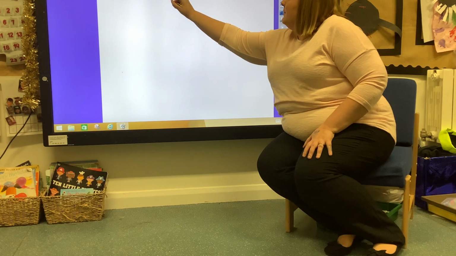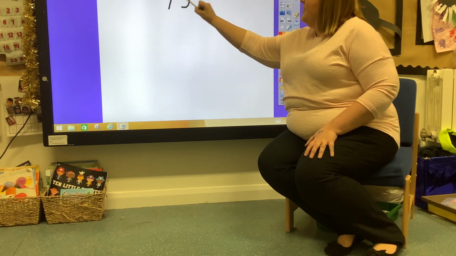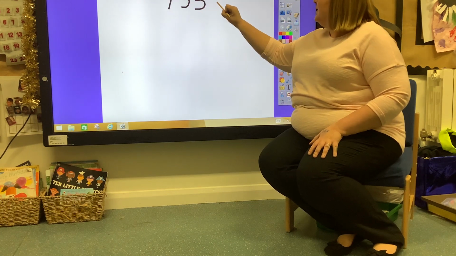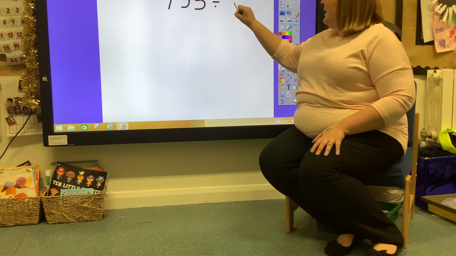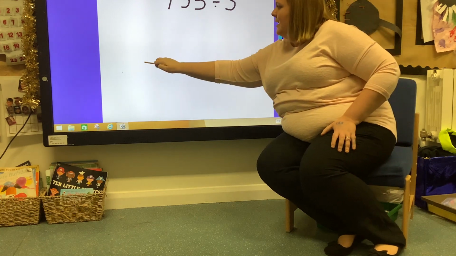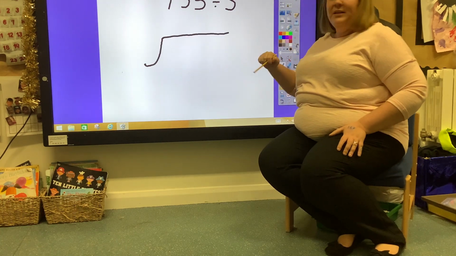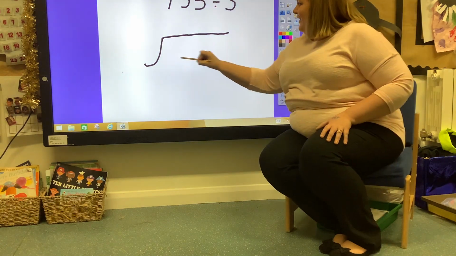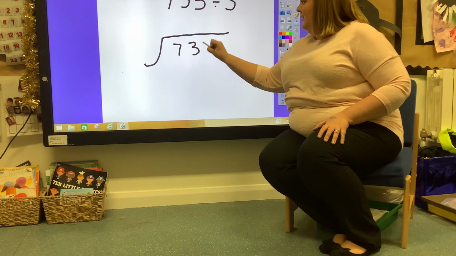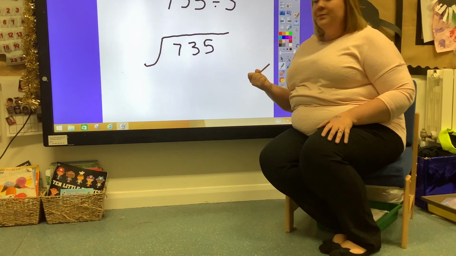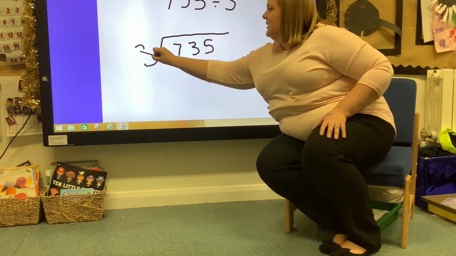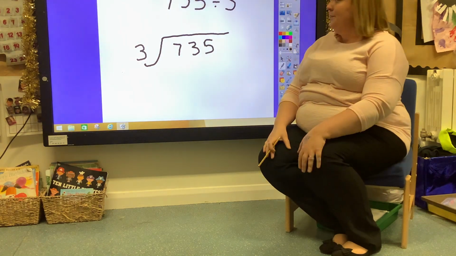So let's go with something like 735 as our dividend, and a divisor can be 3. And the children draw a bus stop, as they like to call it. And the dividend is waiting inside the bus stop. And the divisor is the bus driver coming to collect it.